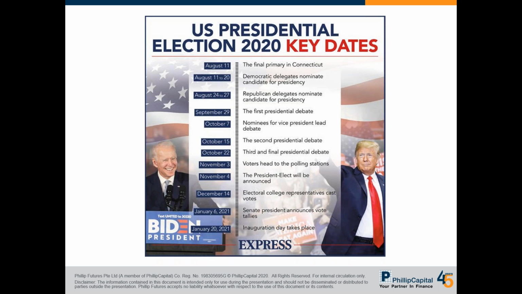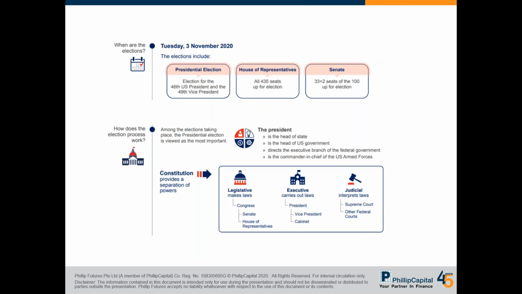Okay, so let me just give you a brief rundown on the whole procedure of the presidential election so that you understand why I am talking about political infighting and possible civil unrest. The election is on 3rd November. This is to elect a new president, House of Representatives, and the Senate. The elected president is the head of state, head of the US government, and he directs the executive branch of the federal government. He is also the commander-in-chief of the US Armed Forces.